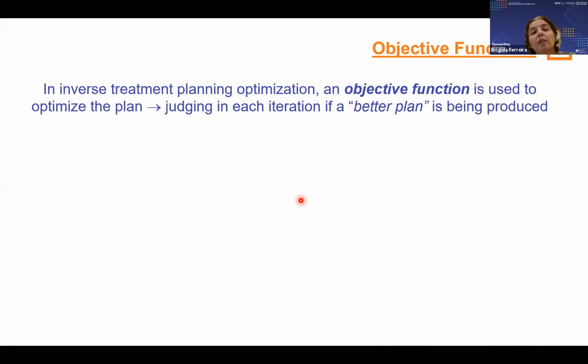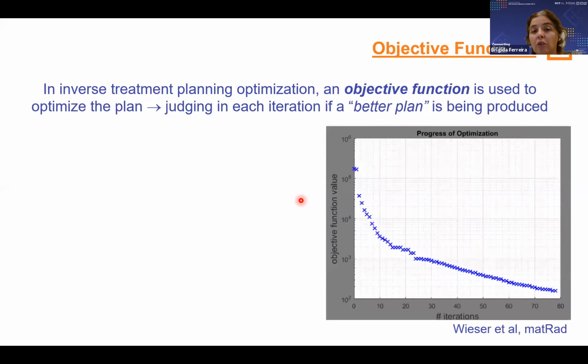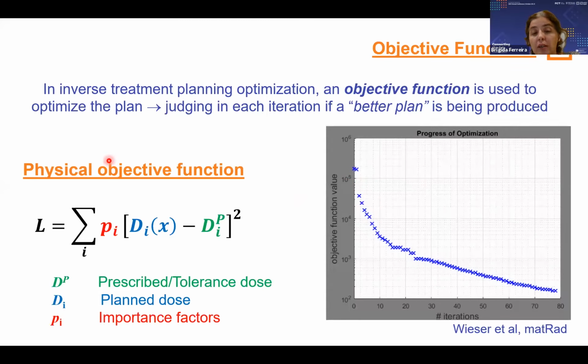So in inverse treatment planning optimization, we need an objective function, and what this objective function is doing is actually judging in each iteration whether the new plan is a better plan. For example, these crosses here show the different iterations of the value of the objective function. I'm showing here the simplest physical objective function, where the prescribed and the tolerance dose are defined here, and these are compared against the planned dose. When these two are the same, we have an L value of 0, meaning that you get exactly what you wanted.